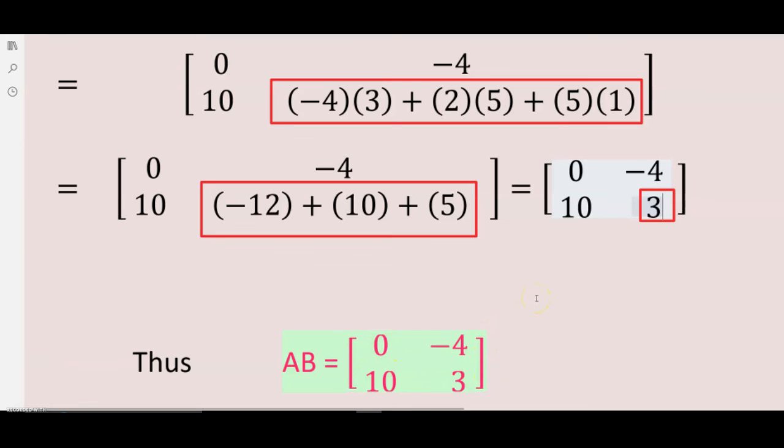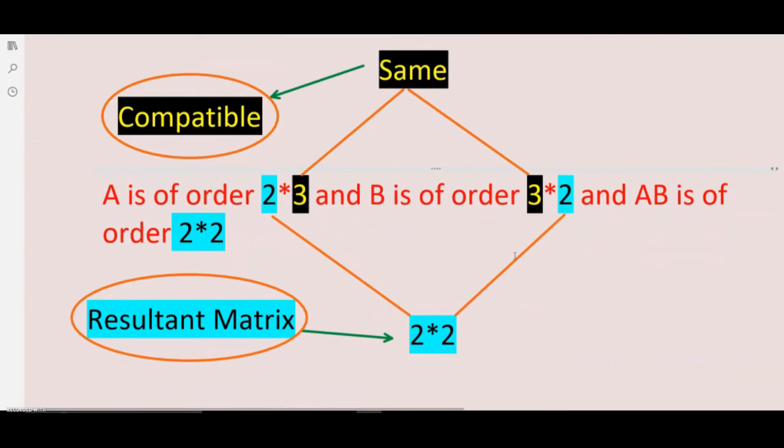So I hope you got this, how to multiply the matrices, right? As we recall, if we have two matrices A and B, just find out the order first and then check the compatibility. That is, the number of columns of the first matrix should be equal to the number of rows of the second matrix, right? If they are equal, only then we can say that they are compatible. And what will be the order of the resultant matrix after multiplication? That will be the order of this 2 and this 2, that is 2 by 2.